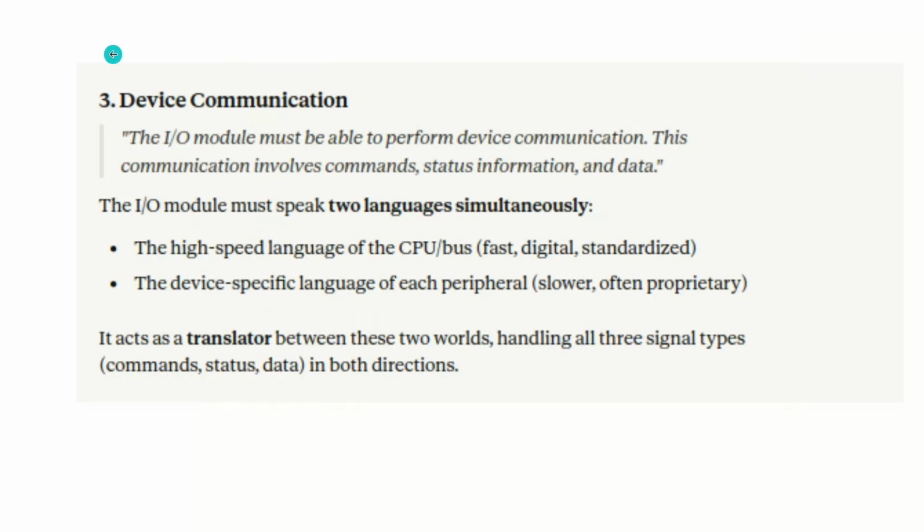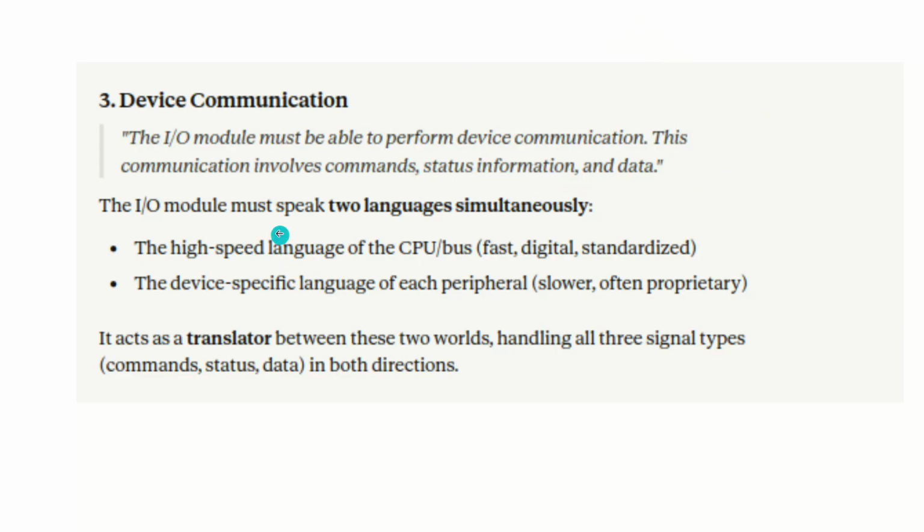Now the third function that the IO module does is device communication. Like it communicates with the processor, the IO module must also communicate with the devices. This communication involves command, status information and data.